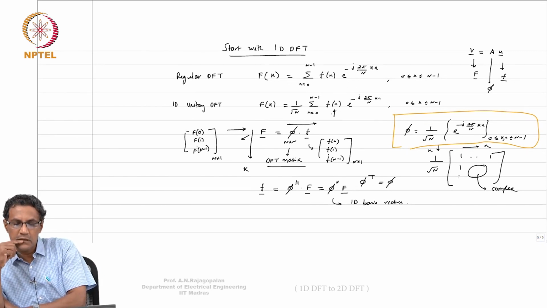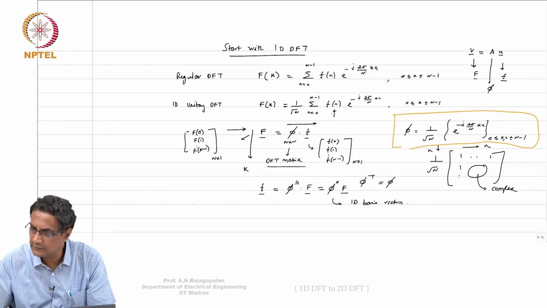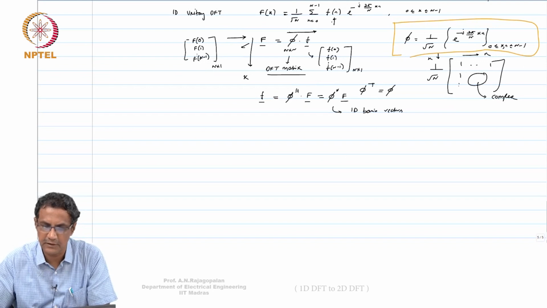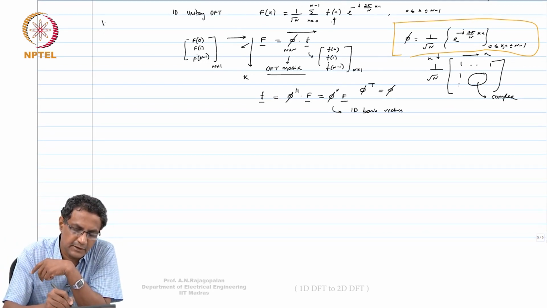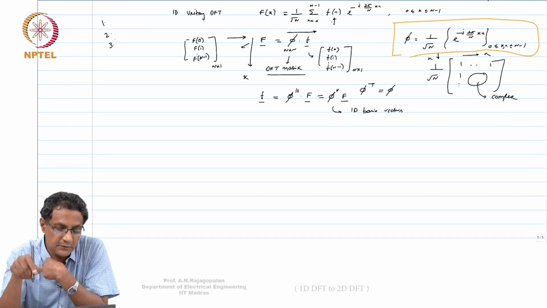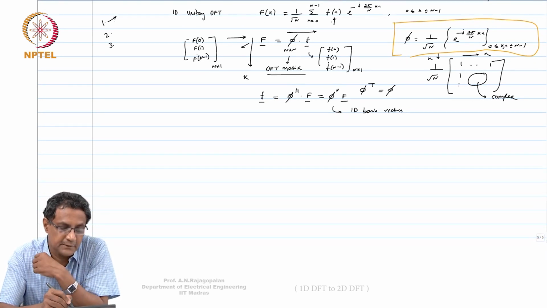Now the point is, until now there were actually 3 points. Let me go back to those 3 points that I introduced in the first class on unitary transforms. The first point was trying to establish a relation between data independent and data dependent transforms.